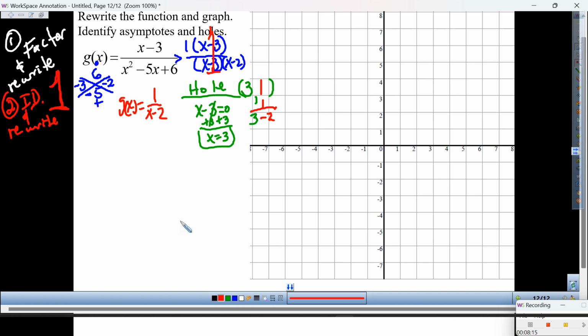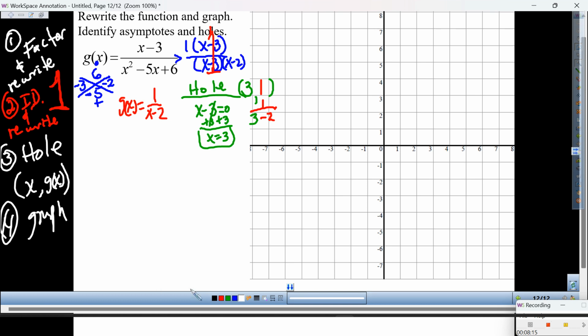So for step 3, I'm going to write on the side, step 3, hole. That means we got to find the x and the g of x. That's what we did here. How do we get the x? Well, whatever we took out, we set it equal to 0. And then for the g of x, we just use whatever's left, substitute x, and that's how we get that.